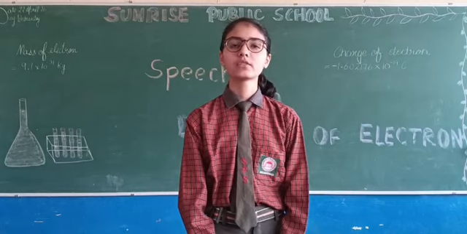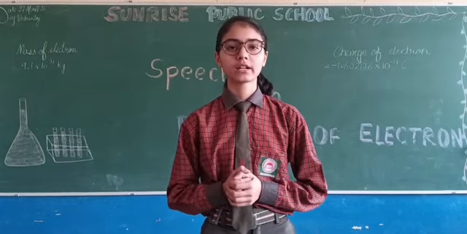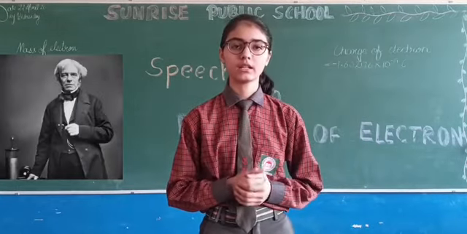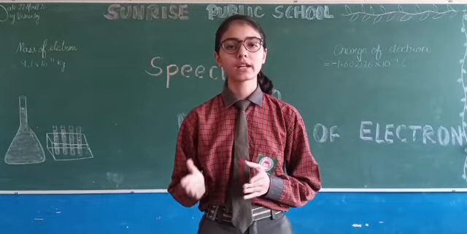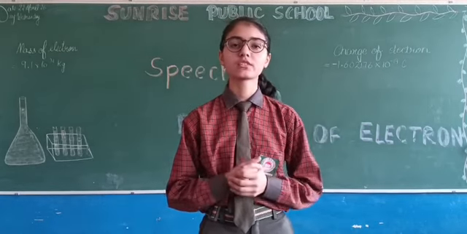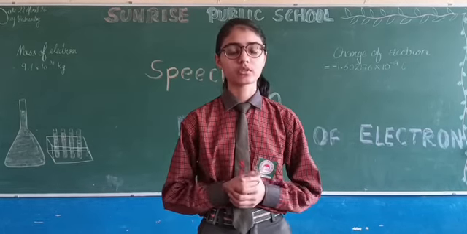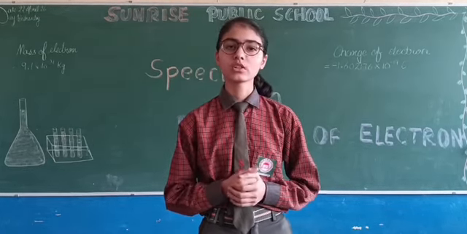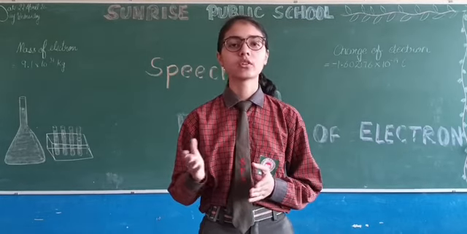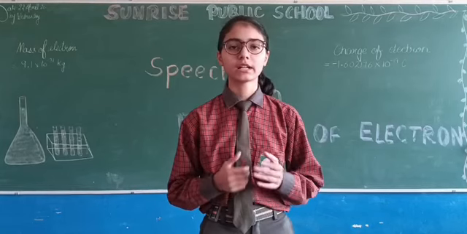Today I am here to speak about the discovery of electrons. The discovery of electrons was done by Michael Faraday. In the 1830s, Michael Faraday showed that when electricity is passed through an electrolytic solution, chemical reactions occur at the electrodes, which leads to a deposition or liberation of some matter on the electrodes. This results in the particulate nature of electricity.